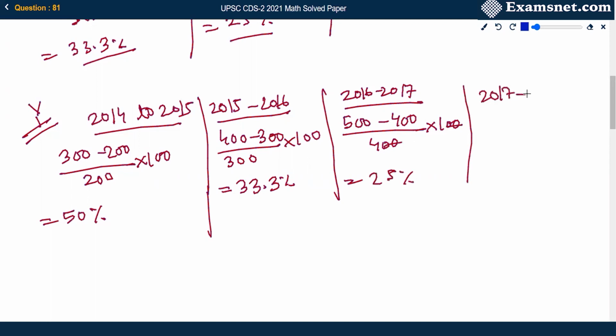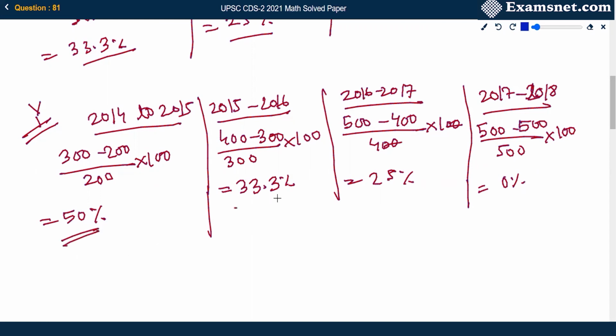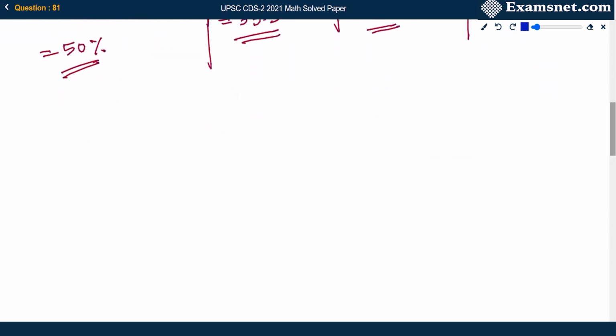And 2017 to 2018, 500, 500. There is no change. As we can see, for both the years, it is 500. So obviously 0%. So for company Y, there are three instances where the percentage increase in production is more than 20%: 1, 2, and this 3, the first 3 years. Now let's check for Z company.